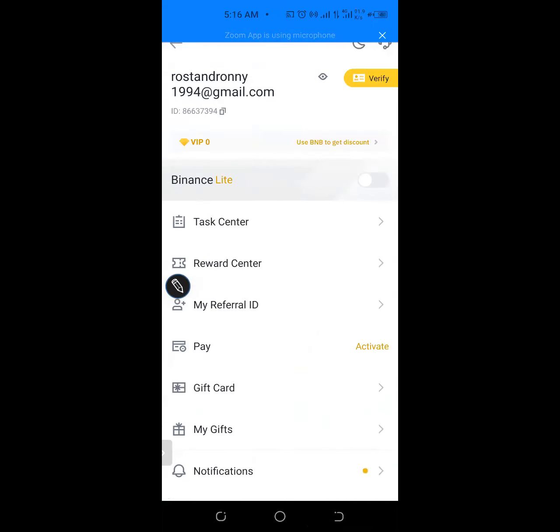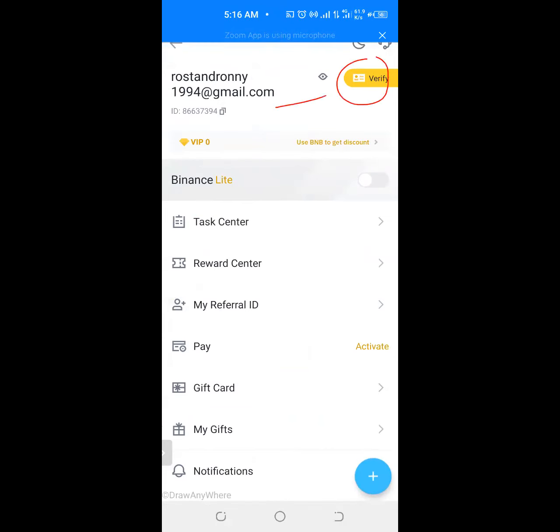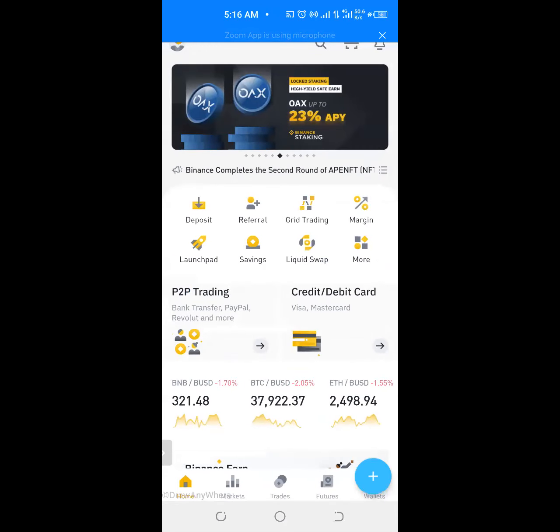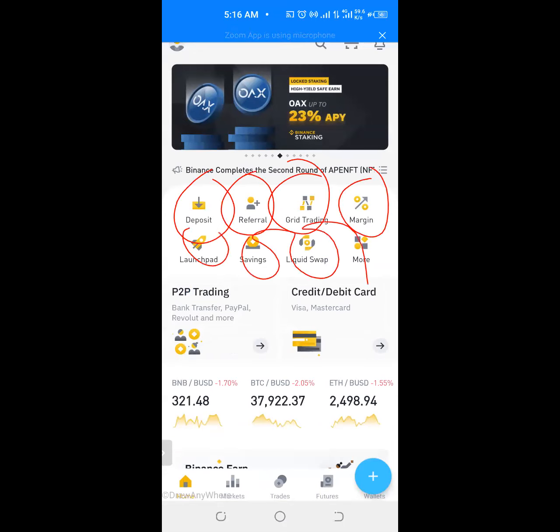Then you need to make sure that you have verified your account. You click here, there is a procedure to verify it, and from there you have the home page, which is quite important. You see deposit, you see referral, you see client trading, and you see margin, and so on.